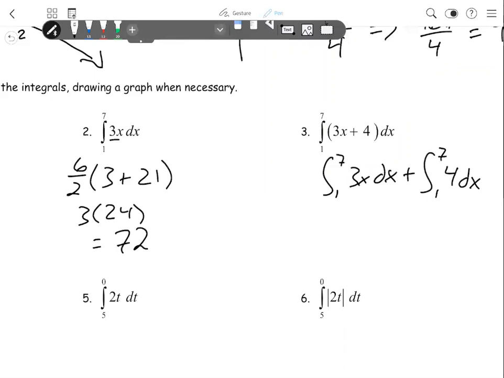And so when I do this, I can evaluate this, which I just did in example number 2. The value of the integral from 1 to 7 of 3x dx is 72. We just found it. And then the integral from 1 to 7 of 4 dx, that's going to make a rectangle with a width of 6 and a height of 4. Therefore, the value of that part will be 24. And adding those two things together gives me a total of 96.